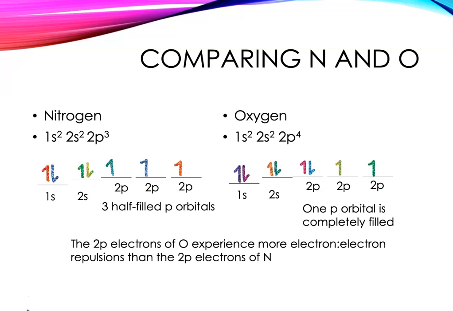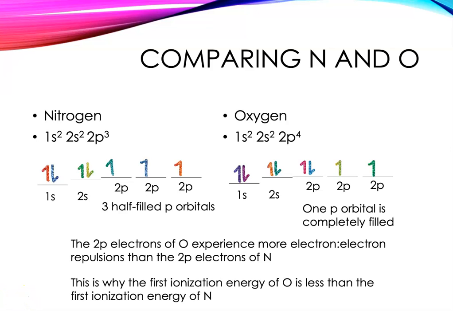So what we see is that the 2p electrons of oxygen are going to experience more electron-electron repulsions than the 2p electrons of nitrogen. And that's why the first ionization energy of oxygen is less than the first ionization energy of nitrogen. It's going to take less energy to remove a 2p electron from oxygen than from nitrogen because I've got more electron-electron repulsions, which means those electrons are held a little less tightly.